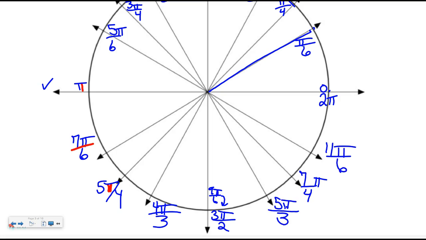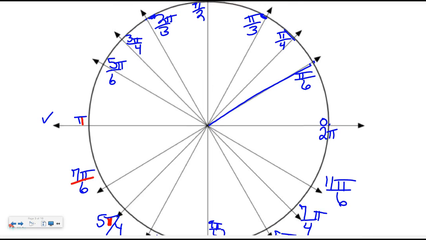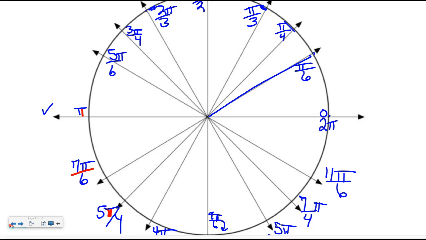So that's how I label all of mine. You should have a really good concept of where those are. So if somebody asks you to find 7/6 pi, you should go, well, pi is 6/6. It's just one more notch around the circle.